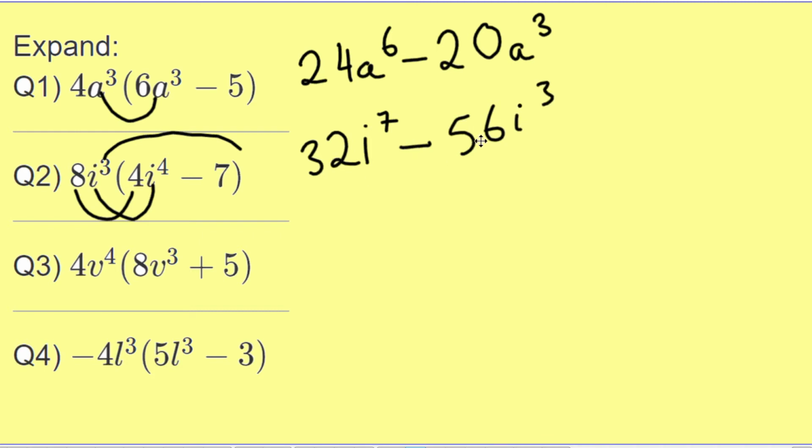Again, we don't do anything with these now. You can't take away an I to the 7 from an I cubed. Okay, they have to stay separate. It's only when they're exactly the same that we can do anything with them.